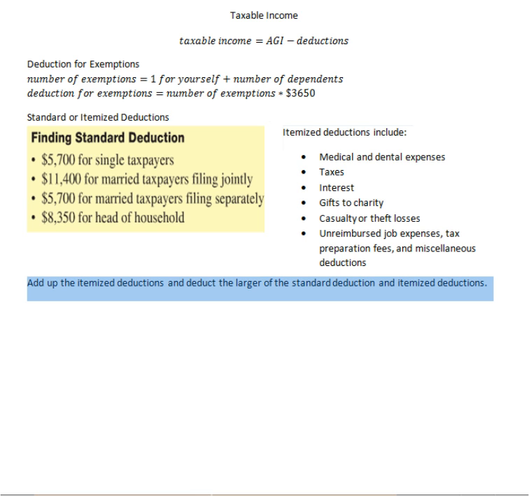So once you've added up your itemized deductions, if that's larger than your standard deduction, you're going to deduct the itemized deduction. If it's less than the standard deduction, you'll use the standard deduction. Okay, so whichever one's larger, you use that value.